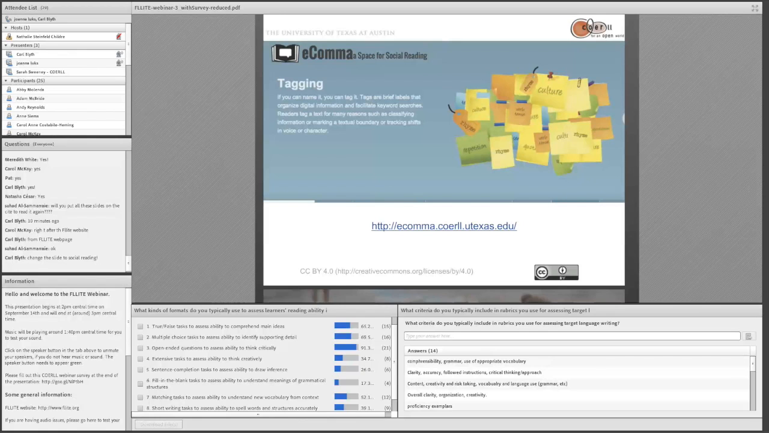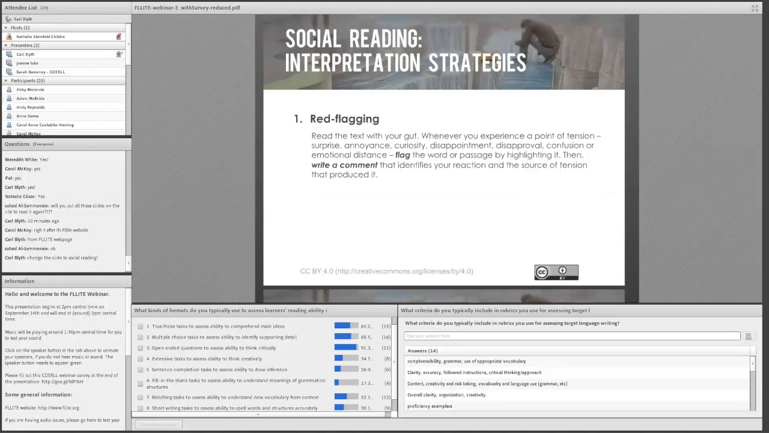Okay, what I want to do now is walk you through just the interpretation strategies that I ask students to follow, and then I'll show you the corresponding performance rubric. So the first strategy is what I call red flagging. I ask students to read the text with your gut. Now, whenever you experience a point of tension, surprise, annoyance, curiosity, disappointment, disapproval, confusion, emotional distance, all of these emotional triggers, flag the word or passage by highlighting it and then write a comment that identifies your reaction and the source of tension that produced it.